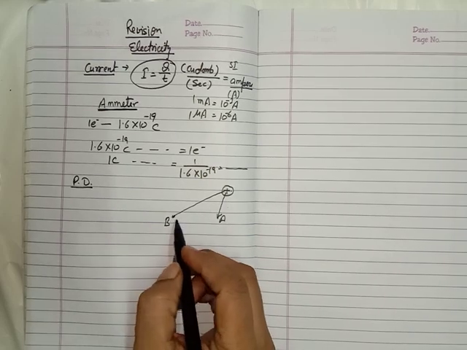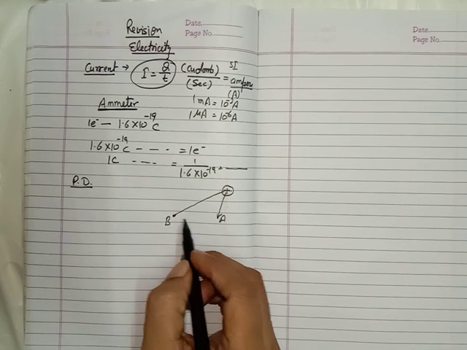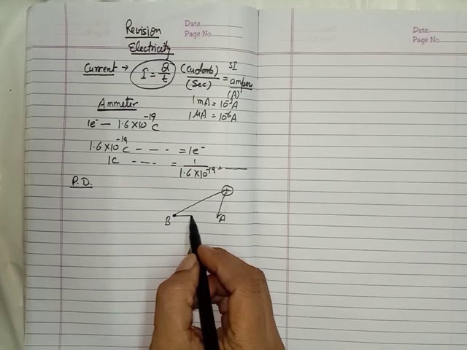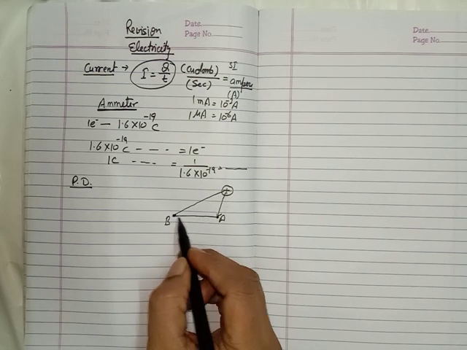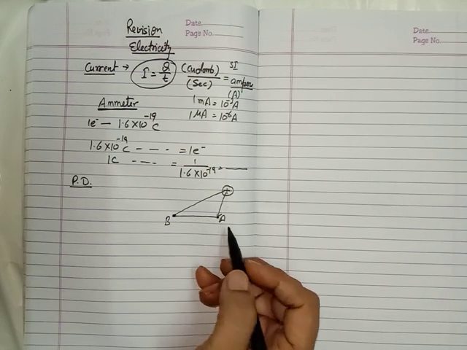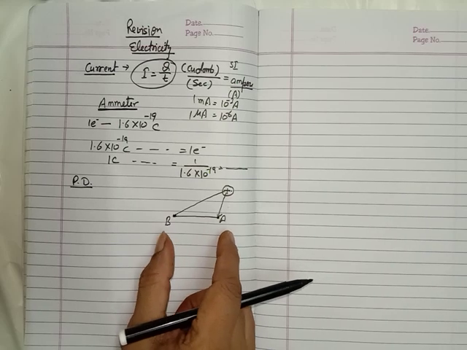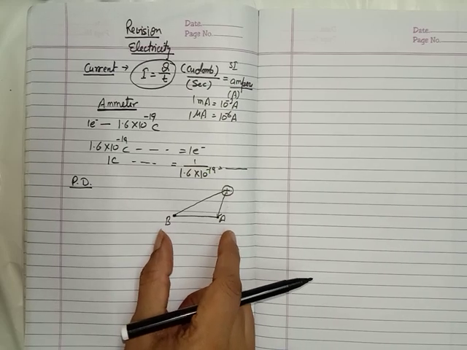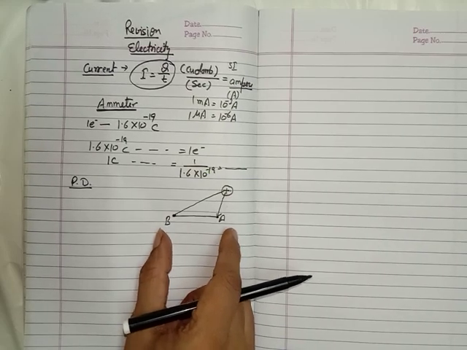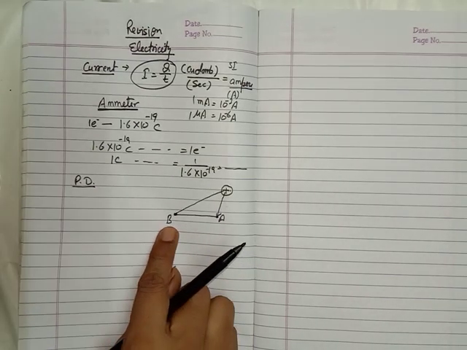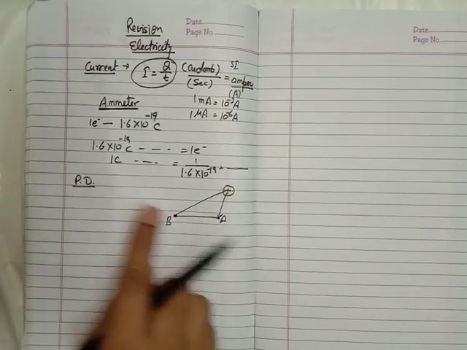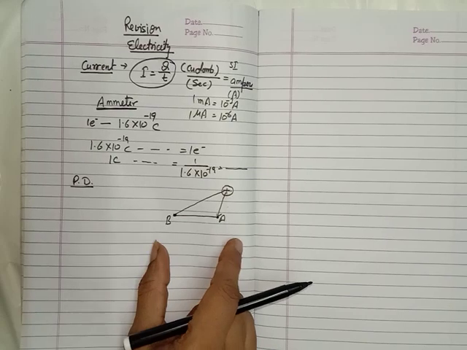Now what is the potential difference? Potential difference is in between these 2 points, that is from A to B. The potential difference in between these 2 points is the work done to carry a positive unit charge from this point to this point. It is called the potential difference between these 2 points.